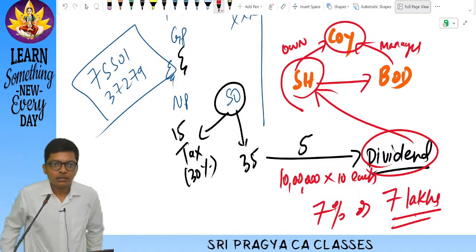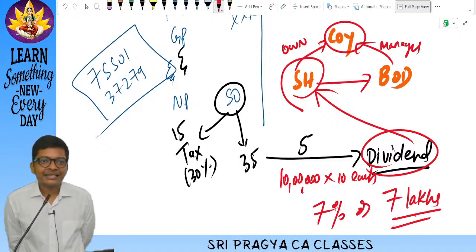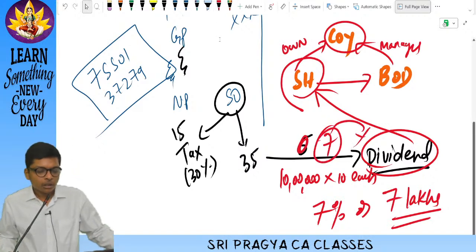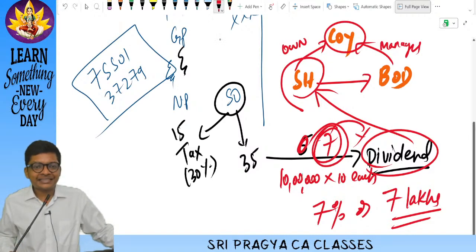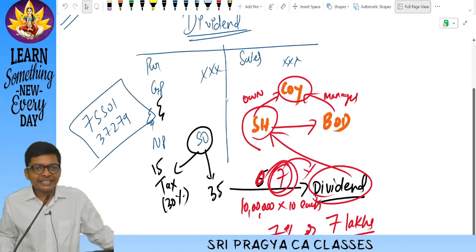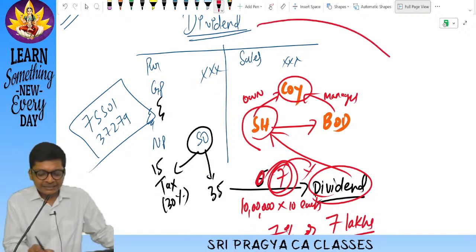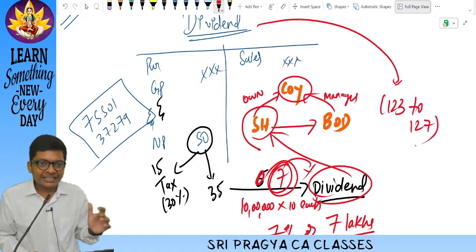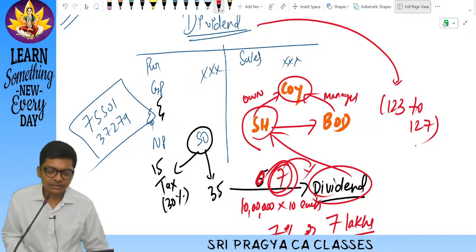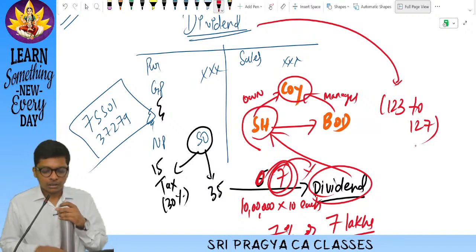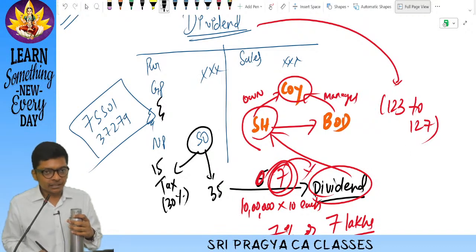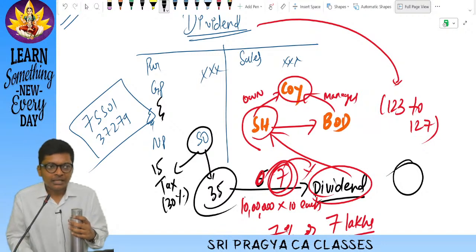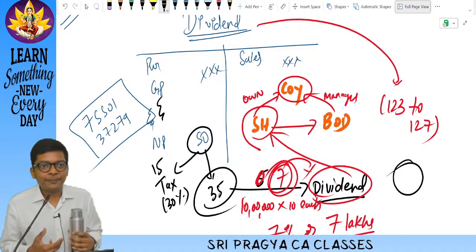7 lakhs. Correct? If dividend is 7%, dividend is 7 lakhs, which will be given to shareholders instead of 5. When you declare this dividend, the procedures I have to follow are in this chapter, dividend, sections 123 to 127. Are you guys clear till here? Now a question for you. Think. Dividend declared this year is 0. Profit is still 35. Dividend declared is 0. Is this chapter applicable?